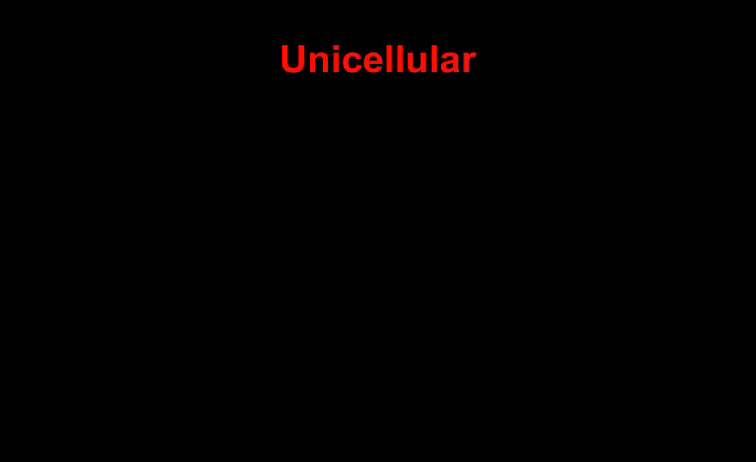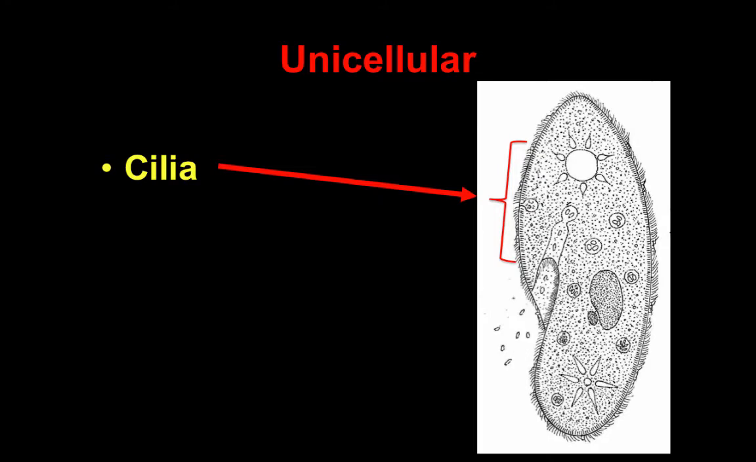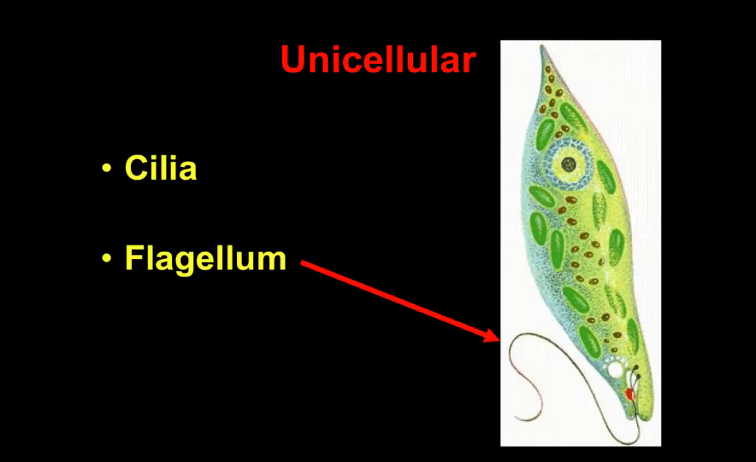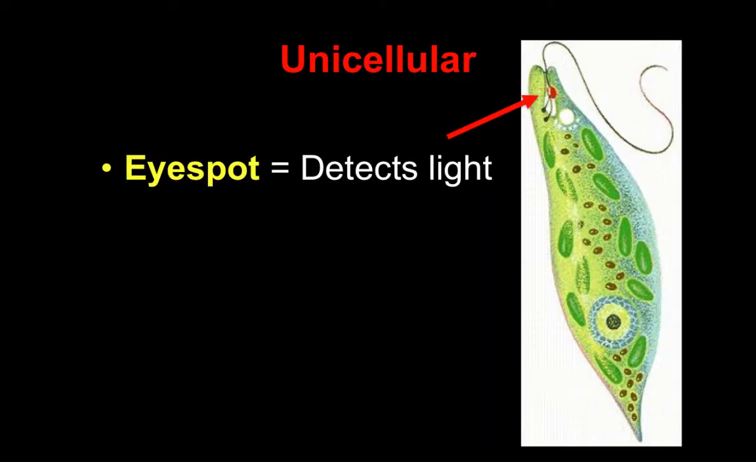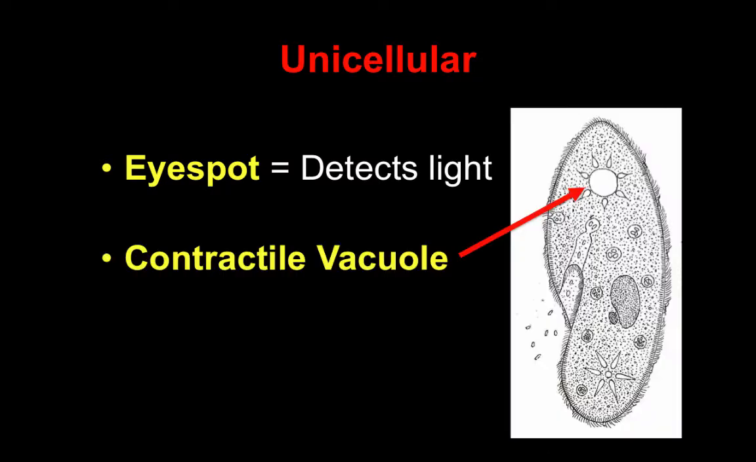There's also a number of unicellular adaptations. A couple of these are for moving and getting food, including cilia, which are these little hair-like structures. The flagellum, which is the whip-like structure. Pseudopods. The eye spot helps detect light so that the organism can move towards it. So that would be phototaxis. You see here it has chloroplasts.